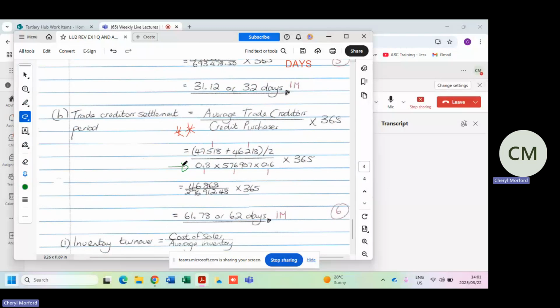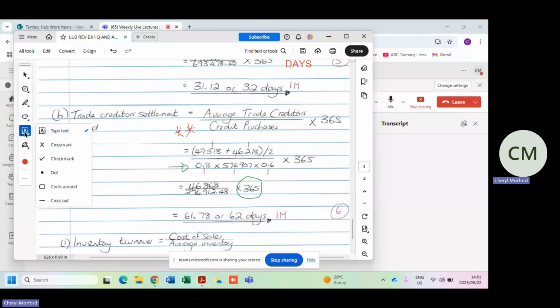Do your other workings for average trade creditors. Don't forget times the 365. And then your final answer must be in terms of days. And you will take the 61.78 days and round it up to 62 days.